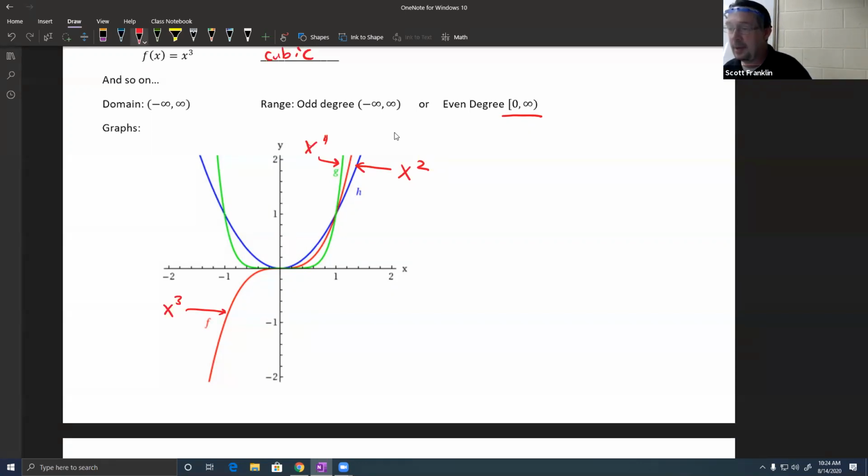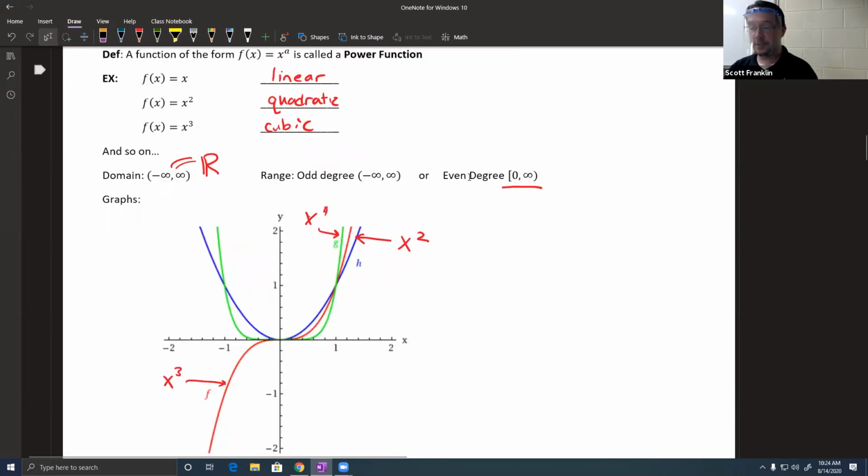Another notation for this that we will use quite a bit in here is just to write it as the set of all real numbers. It looks like an R. These two are the same thing, but this is the way we write it as an interval. Okay, so that's the power function.